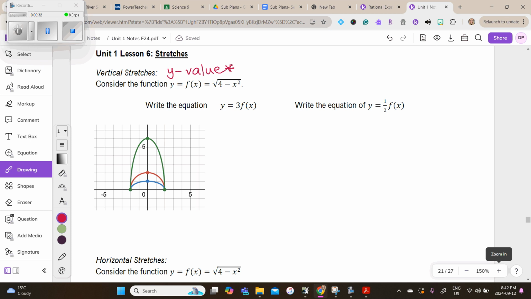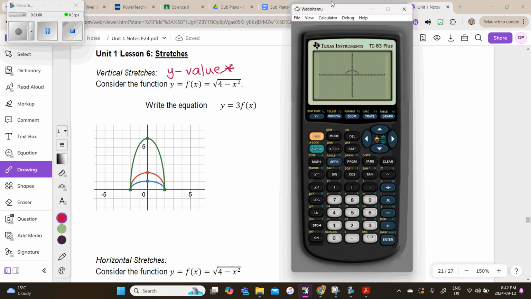So you know that when we added to the y value or subtracted from the y value, we moved up or down. And when we made the y value negative, we reflected it over the x-axis. So now we have a third thing that we can do, and it is going to be by multiplying the y. So we are going to consider the function y equals f of x equals the square root of 4 minus x squared. I have started by graphing this function.